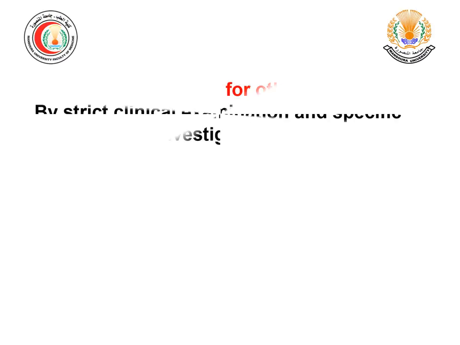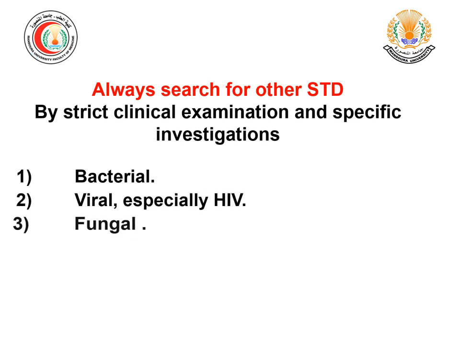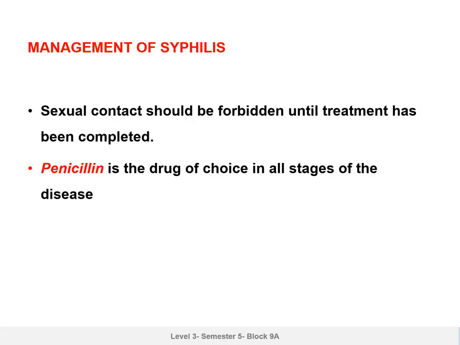Management of syphilis. Always search: if you found one sexually transmitted disease, you have to search for other sexually transmitted diseases, bacterial, viral, HIV, fungal, protozoan. Management of syphilis: sexual contact should be forbidden, and penicillin is the drug of choice in all stages of the disease.